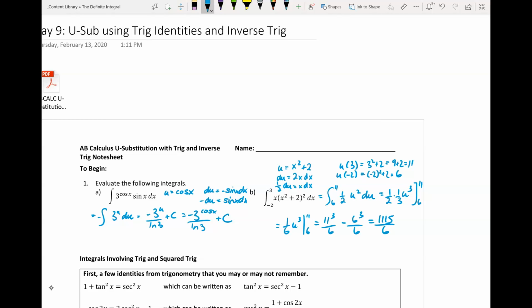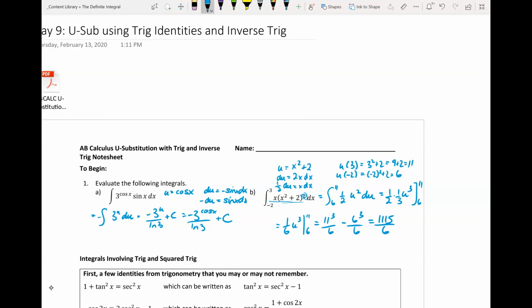For b, you're going to let u be x squared plus 2. Then you're going to take the derivative of that, which is just 2x. There is no 2 inside our integrand, so you're going to move the 2 to the other side with the du. Now we can also find our new bounds. I plugged 3 into x squared plus 2 and got 11. I plugged in negative 2 into x squared plus 2 and got 6, so those are our new bounds. Then I replaced the x dx with a half du and the x squared plus 2 with just a u. And don't forget the squared, that was coming from our original function.